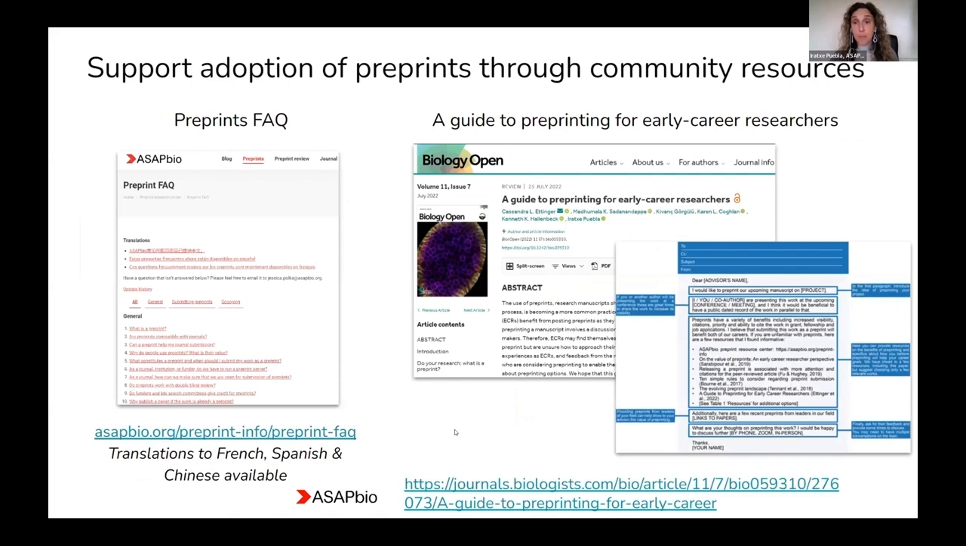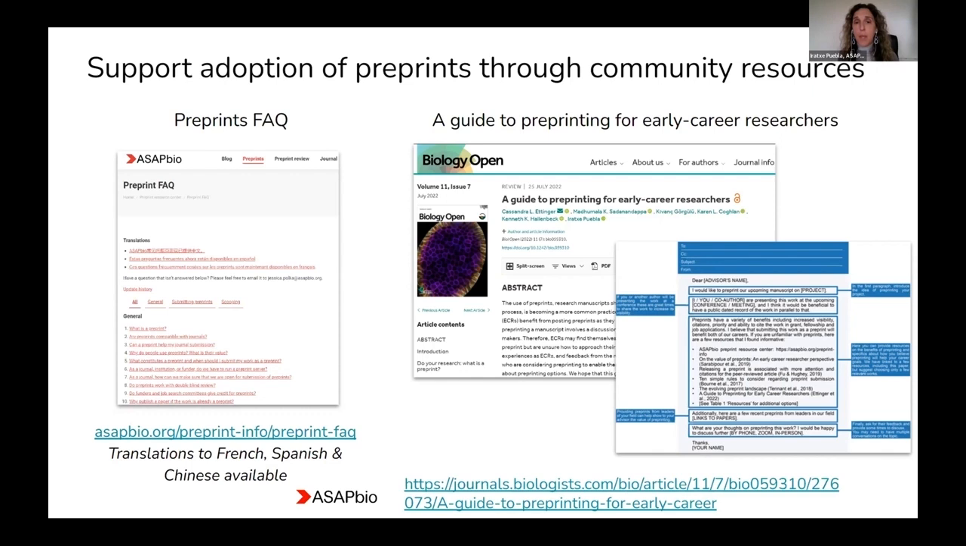Another area that we put quite a bit of effort on is developing resources with the community and for the community so that they can get the information they need about how to use preprints and how to use them in a productive way. A resource that we've had available for a while is our preprints FAQ. It is widely used. It provides a number of questions about different aspects of preprints and how to use them and any concerns about them, as well as responses and information as to how to address any of those. We have translations to French, Spanish, and Chinese for the FAQ as well.